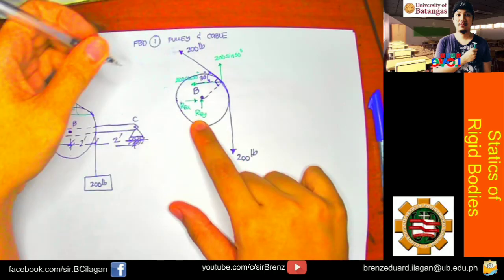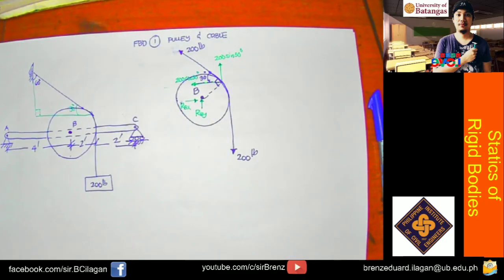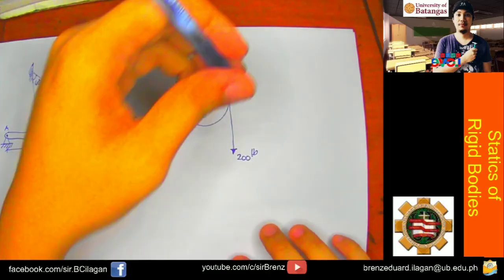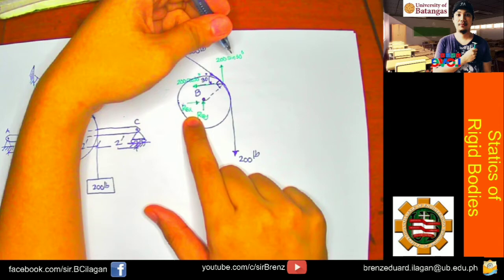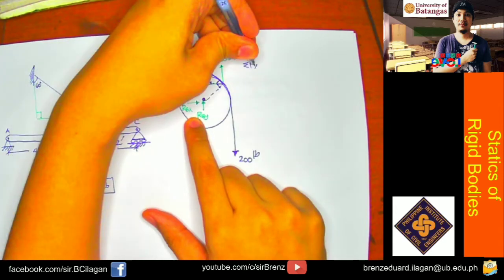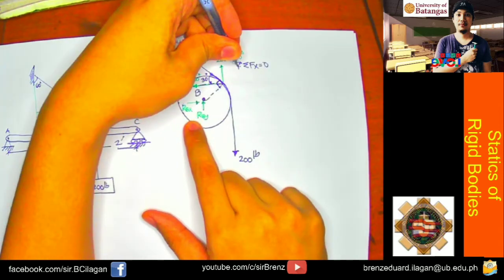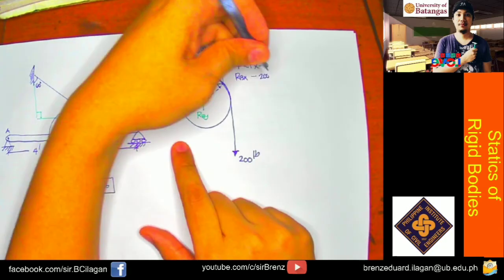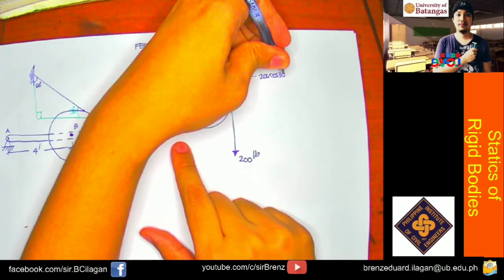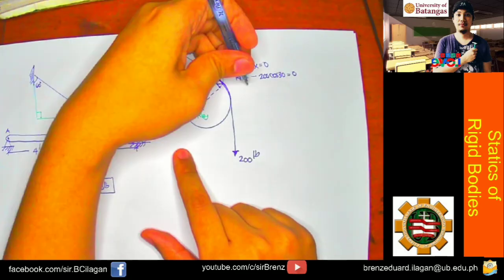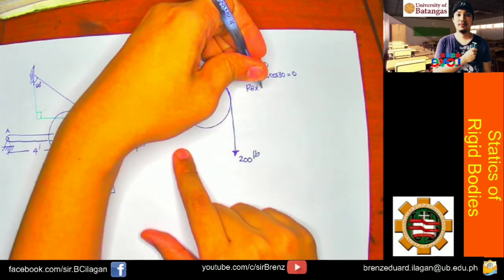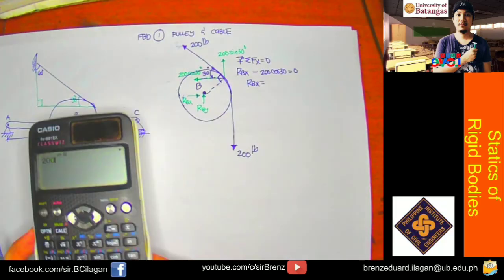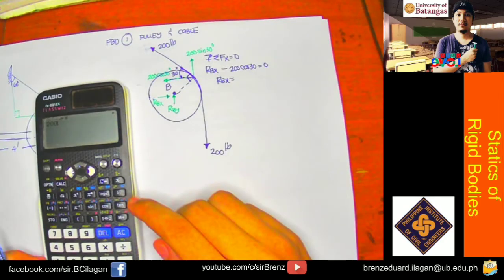Okay, so paano makukuha itong RBX and RBY? So simple lang, mag-summation ka ng forces X, summation ng forces Y. So unahin muna natin yung RBX, okay? So when we take summation of forces x equals to 0, assuming all to the right forces as positive, so we have RBX minus 200 cosine 30 is equals to 0. So we have a value for RBX which is equals to 200 cosine 30.